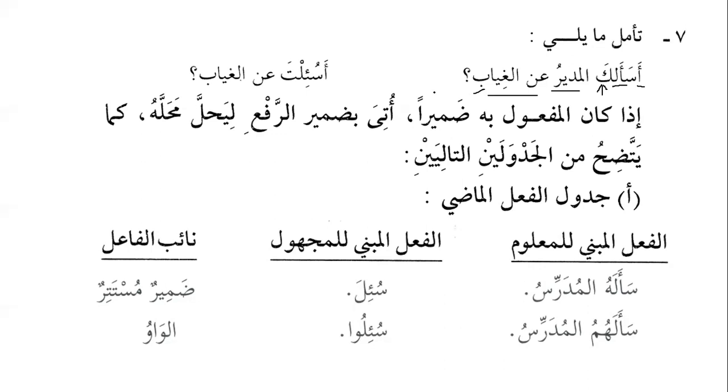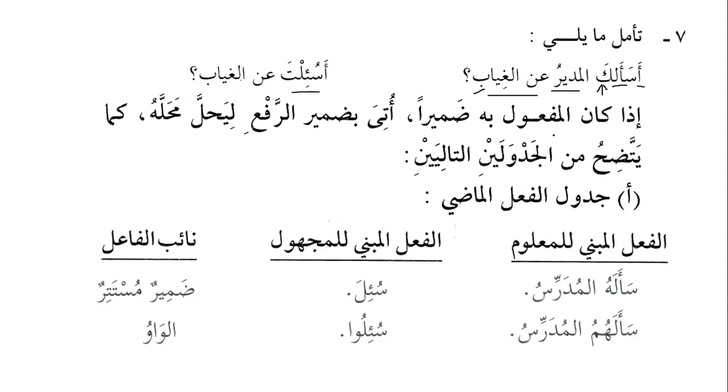extra information. We know jar majroor, shibhu jumla. So did the manager ask you? So here we know that the manager is the fa'il and ka is maf'ul bihi. But here, as we can see, now we have to use the hidden damir, which is basically ta. Asu'ilta anil ghiyabi. Were you asked about the absence? Asu'ilta anil ghiyabi.